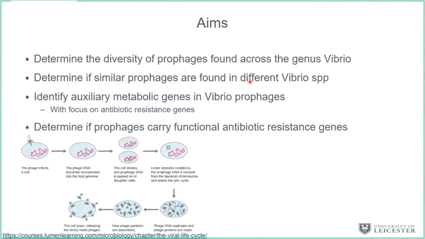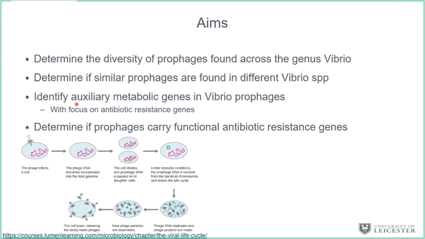So the aims of this work, most of which was done with a very talented PhD student of mine called Slav. His first aim was to determine the diversity of prophages found across the genus Vibrio, and then go on to see if similar phages are found in different Vibrio species. And when he'd done that, it was to identify auxiliary metabolic genes in Vibrio phages.